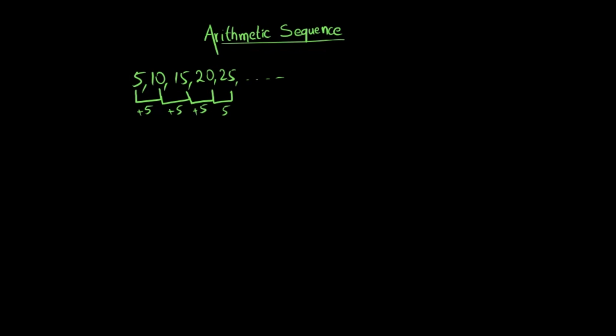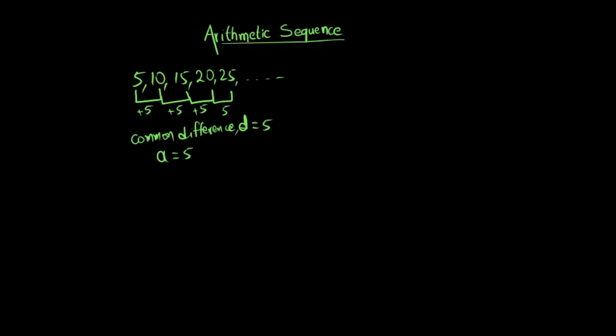This is called the common difference. Common because it's the same for every consecutive number. So in this case, common difference, usually given by letter D, is 5. The first number, 5, is given by letter A. A is 5 as well.